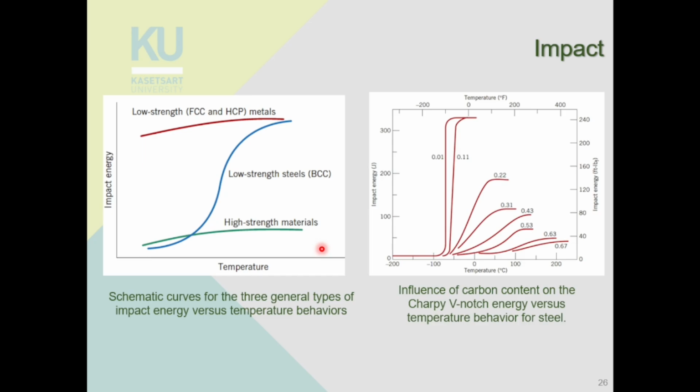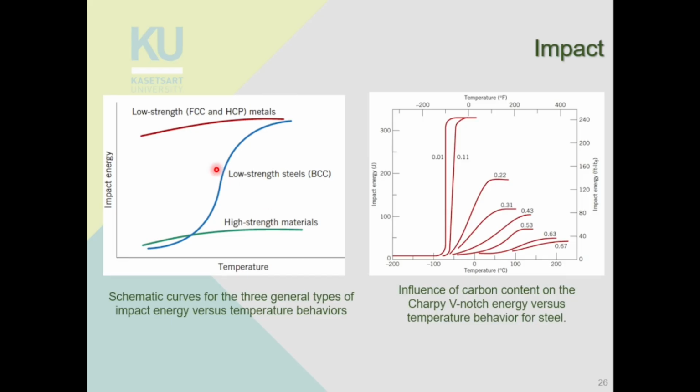For example, like glass, like ceramics, right? Some metals are quite brittle as well. Right? So high strength materials are usually quite brittle, so it absorbs just a little bit of energy. It doesn't matter at which temperature, it remains brittle at all temperature. Okay, that's one class of material.